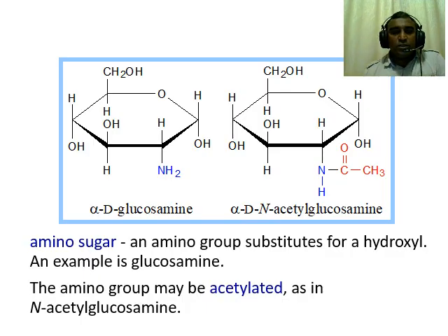Here are given glucosamine as well as acetyl glucosamine. Based on the OH of glucose being replaced with an amino group, it's glucosamine. Then you have the OH replaced with amino as well as acetyl, therefore it is known as acetyl glucosamine.